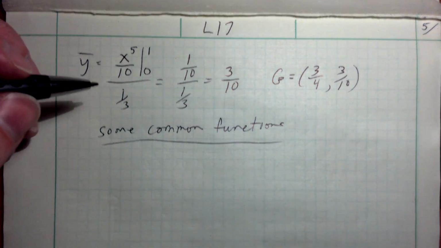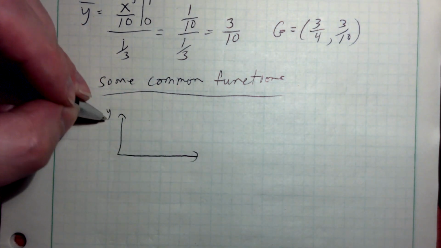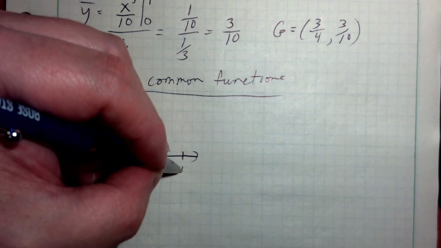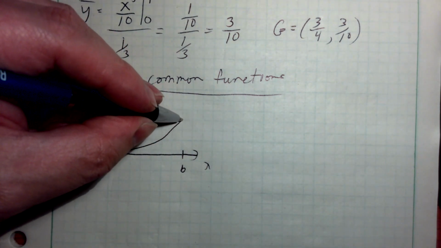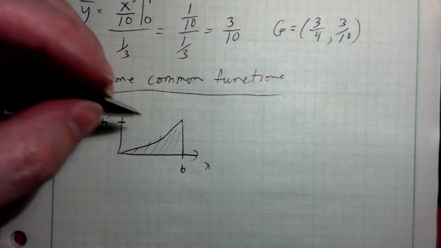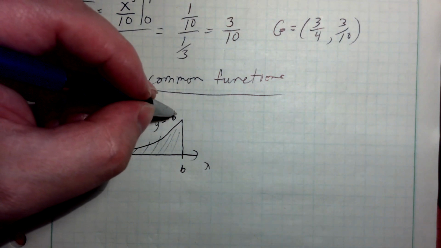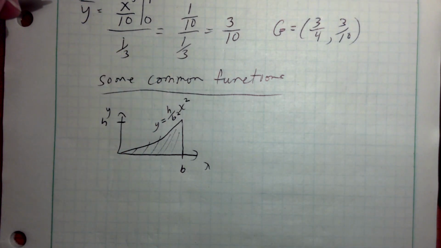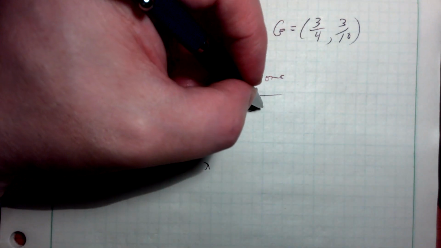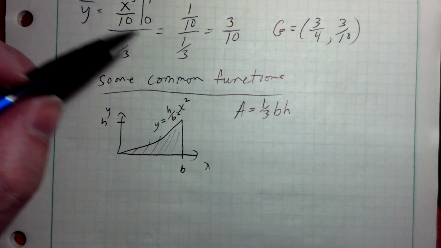Some common functions. If I've got some function that comes up to some height h on the y-axis and goes out on the x-axis to some base b, and the function is just a second-order parabola like this, where y is equal to h over b squared times x squared, that's going to be the structure of that function. Then the area is going to be 1/3 of the product of b and h. That'll be my area. That's the denominator.